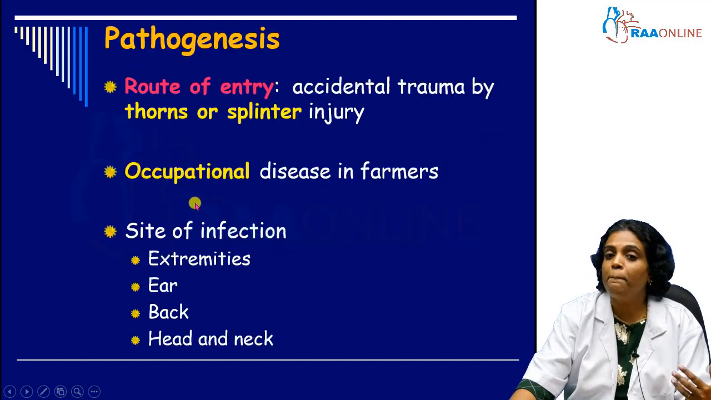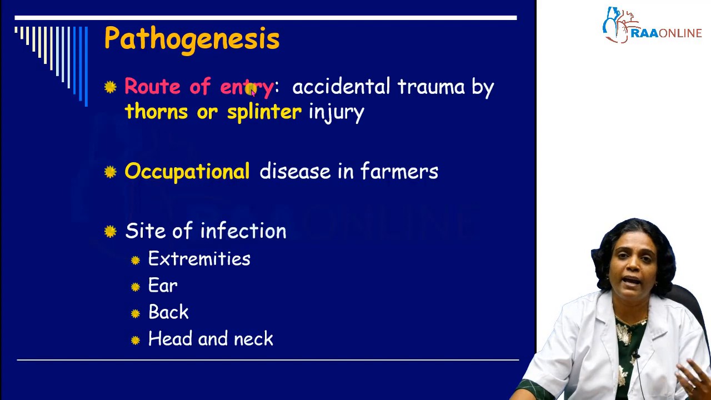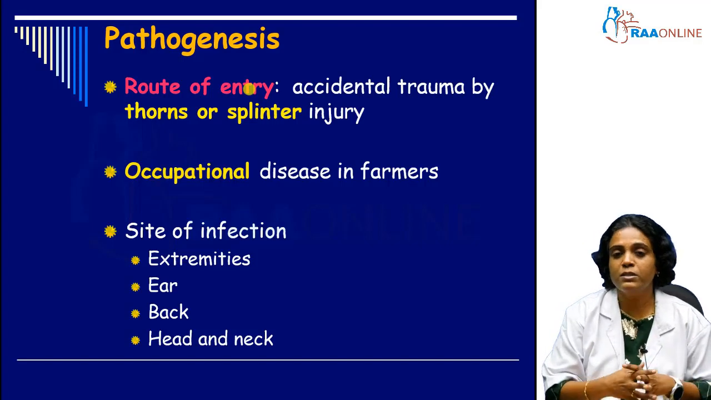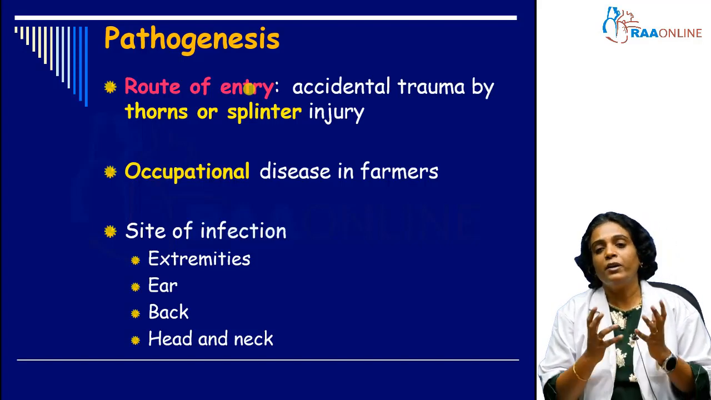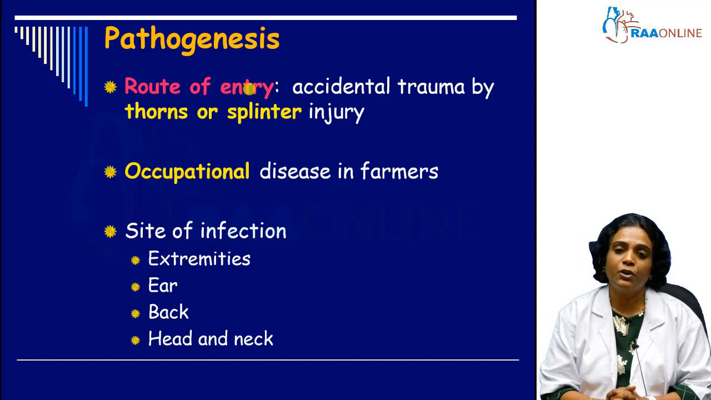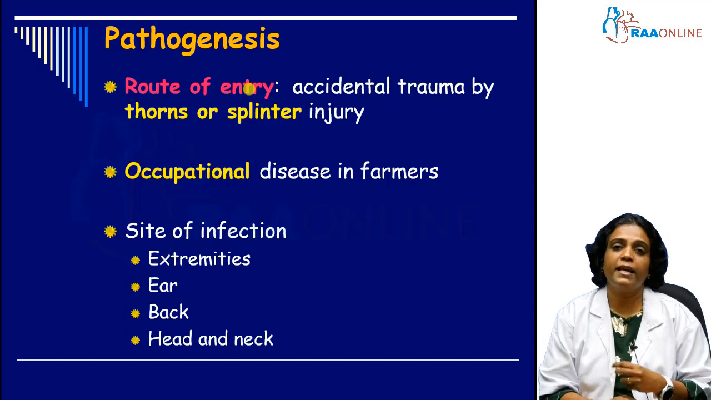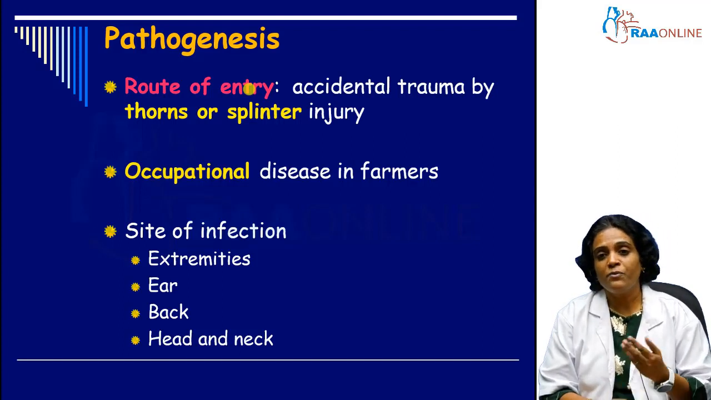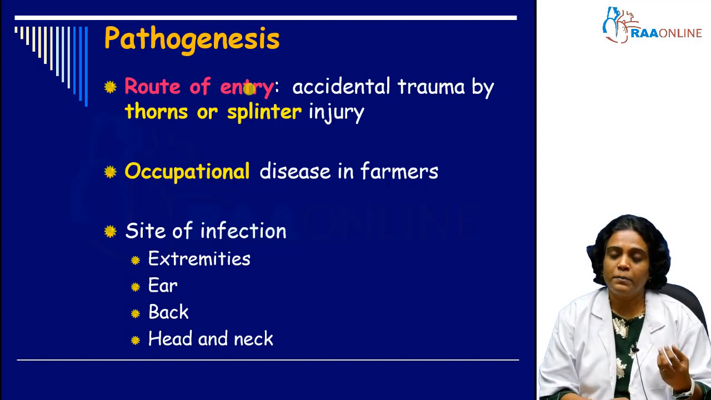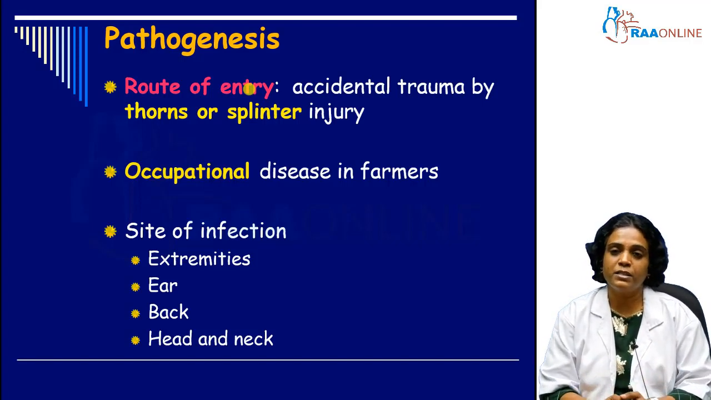So now let's move into the pathogenesis. So the route of entry is accidental trauma. So it can be due to a sharp object injury. So I said this is a saprophytic organism. So usually it will be present in dead and decaying matter. Okay, so it will be present in the thorns. So when you get a thorn prick, the organism gets implanted at the site of injury. Or it can be due to a splinter injury. The wood barks, they can harbor these fungi. And when these small wood barks get under your subcutaneous tissue, they can initiate the infection.